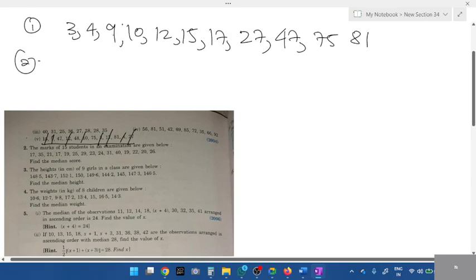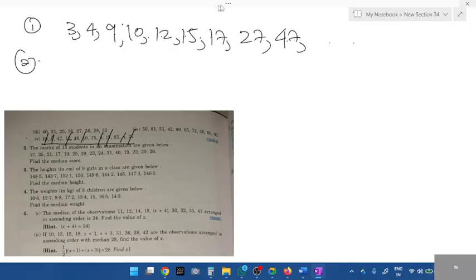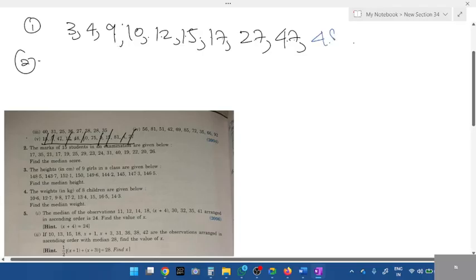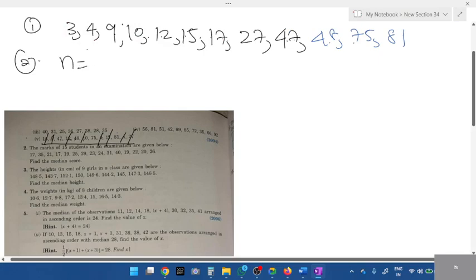How many terms are there? How many observations total? Actually, it was supposed to be 12. I missed out some number. After 47, even 48 is given, right? 47. After 47, we have 48. Next, 75 and 81. Total how many numbers, students? N is equal to, count the total.